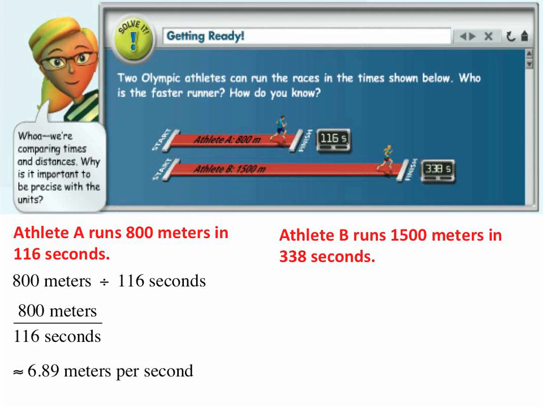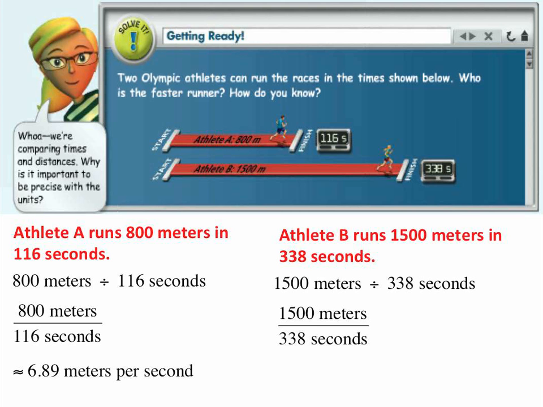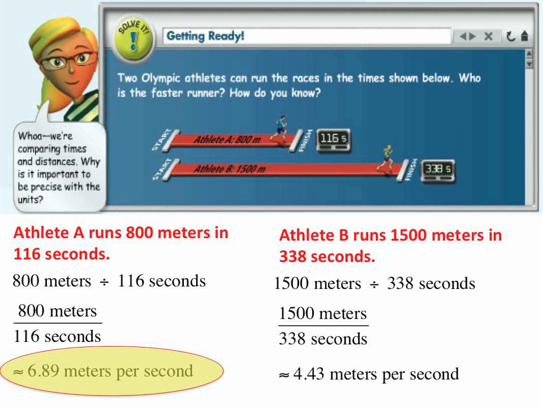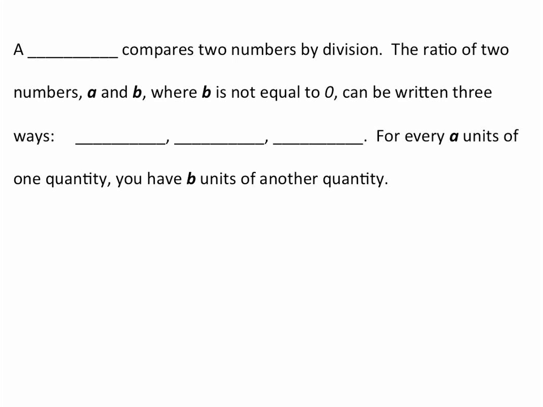Athlete B runs 1,500 meters in 338 seconds. So if I take my meters and divide it by seconds, I'll know how far he goes per second. So 1,500 meters divided by 338 seconds tells me he goes 4.43 meters per second. So athlete A is going more meters each second, therefore he is going faster. All right? Very nice, thank you.